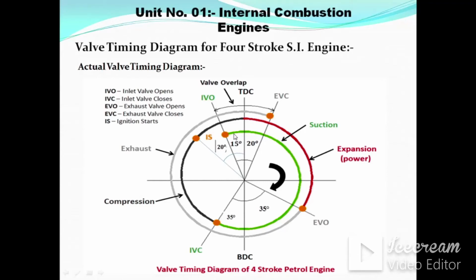This is our suction stroke, which means the piston moves from TDC to BDC and a vacuum is created inside the cylinder. Due to this, the suction process occurs. This is our suction process. In the theoretical valve timing diagram, the suction process is exactly completed at this vertical line, when the piston reaches BDC. Okay, but in the actual valve timing diagram, the suction process continues until 35 degrees after BDC. Okay, 35 degrees after BDC.